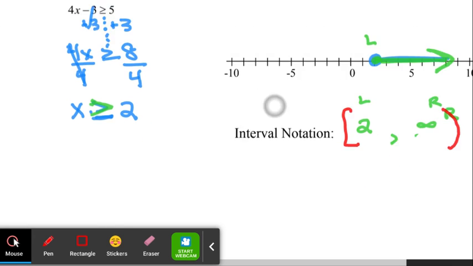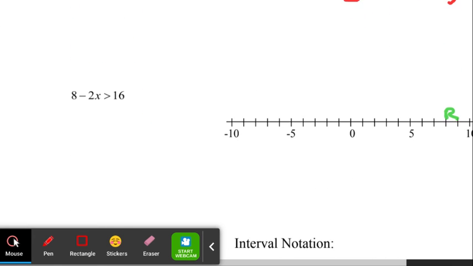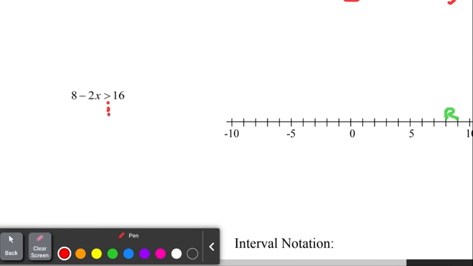Let's move down. Okay. This one's a little bit tricky. That's why we're going to do this one together. Remember, this is a positive 8 here. So I have 8 minus 2x is greater than 16. So we're going to subtract 8 on both sides. The negative 2x is greater than 16 minus 8. So it doesn't seem like a big deal.